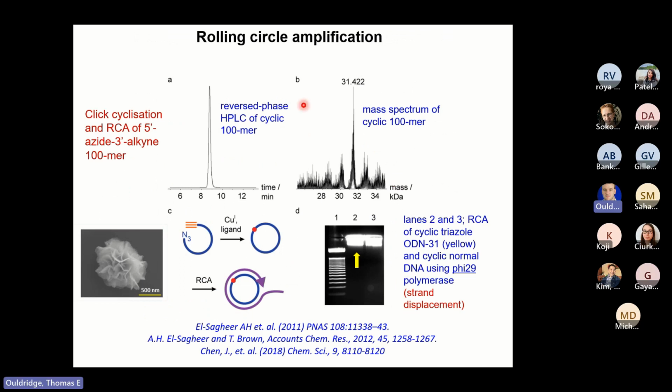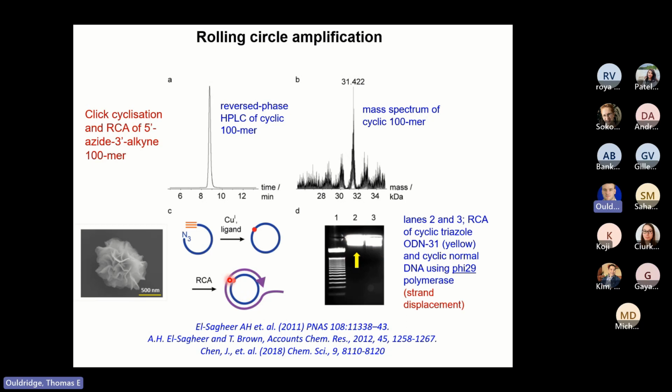We also did rolling circle amplification. We took a 100-mer DNA, which is shown here, which has got an alkyne at one end and an azide at the other end. We added copper ions and it cyclized to form a cyclic 100-mer with the right mass. And we did rolling circle amplification around that single-stranded template to produce very large quantities of product from this cyclic template that contained a triazole.